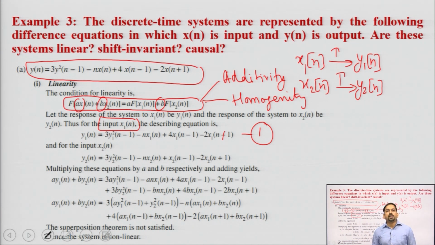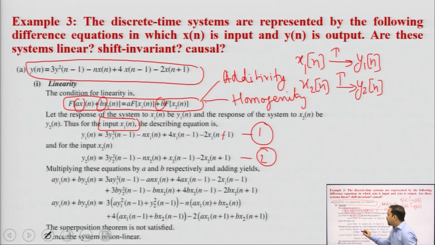Now, when the input is x2, definitely the output will be y2. So, we are getting the next equation here when the input is x2. Now, we will multiply the first and second equations by constants a and b respectively. So, we get a multiplied by y1(n), and here b multiplied by y2(n), and we are just performing the addition.